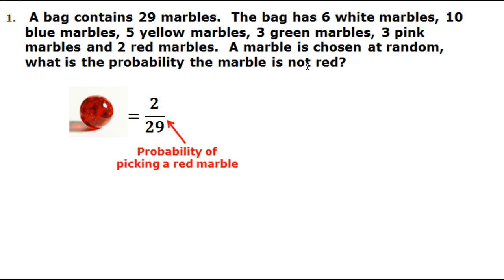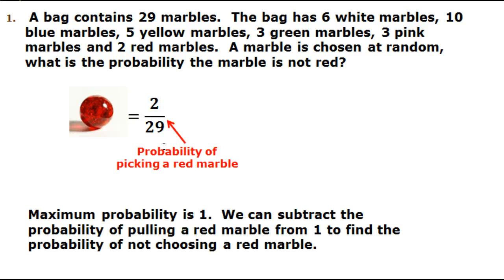So what we can do is go in here and add up all the whites, the blues, the yellows, the greens, the pinks, and then divide that by 29, and that would give us our answer. But a quicker way is if we can take this 2 29ths and subtract it. We know there's 29 marbles total, so if we subtract 2, that's going to give us 27. 27 over 29. What that's really doing is we're subtracting the 2 from our 29, which is really just a 1. The maximum we can earn with the probability is 1.